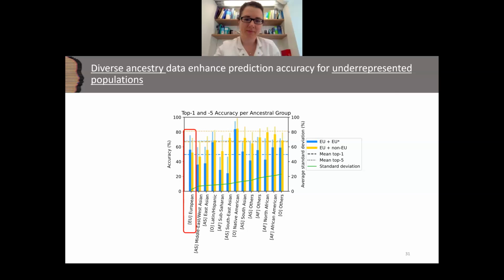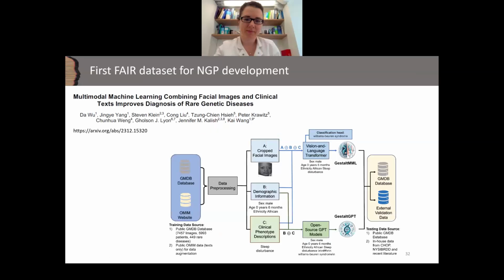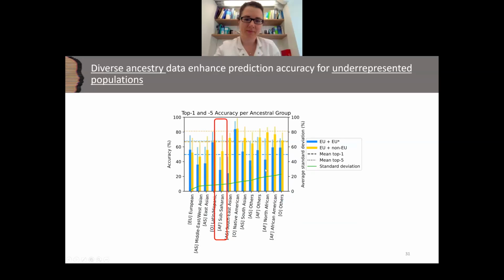Because that's why they perform better. However, if we look at the yellow bar on the sub-Saharan, for example, if the models already see a more diverse data set, then the yellow bar will outperform the blue significantly. It also applied to the other ancestry, like Asian or the other African ancestry.